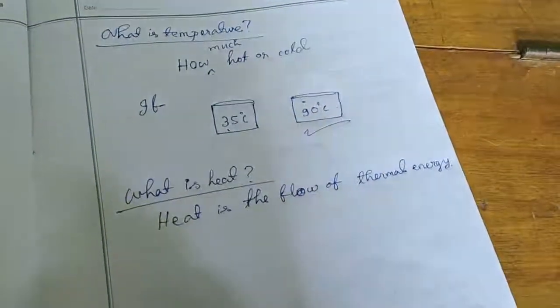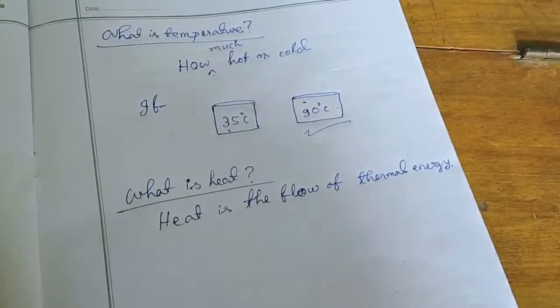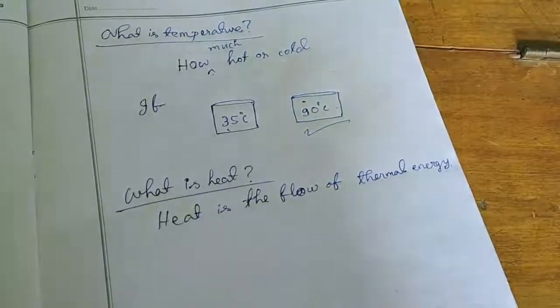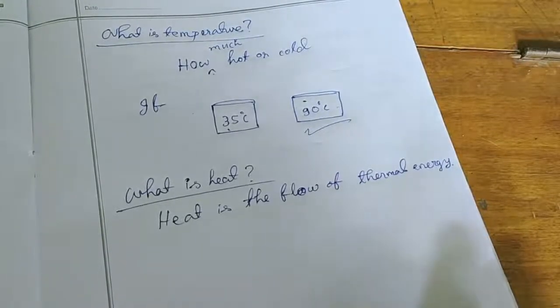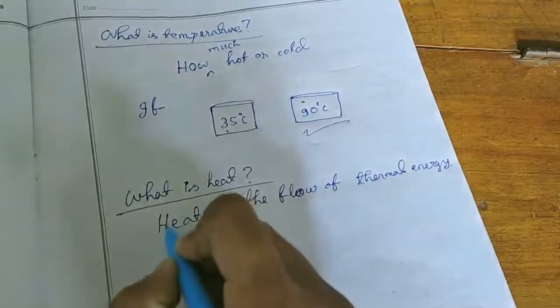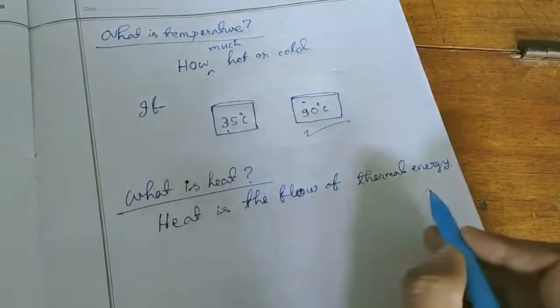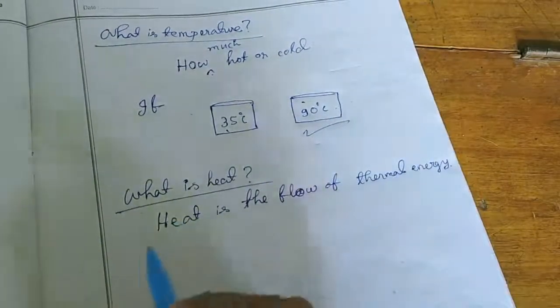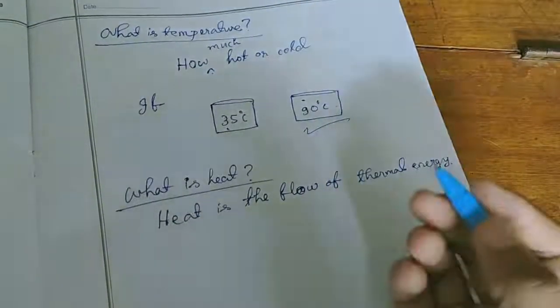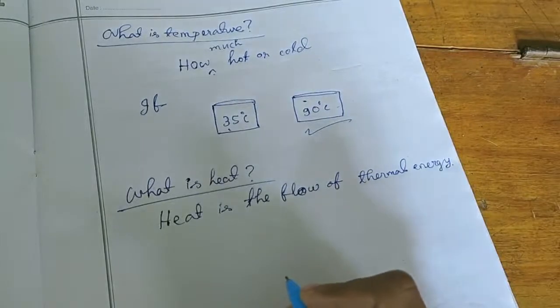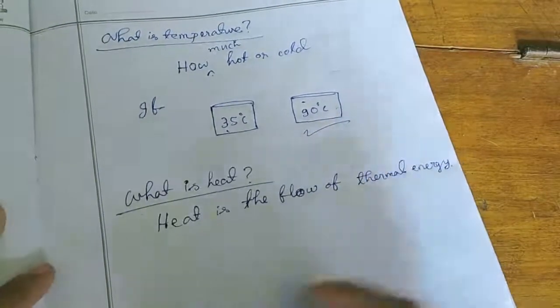See, water always flows from higher region to lower level, no? Water always falls from top to bottom, no? Similarly, thermal energy, the flow of thermal energy or heat, always travels from higher temperature to lower temperature. I will give you one example.